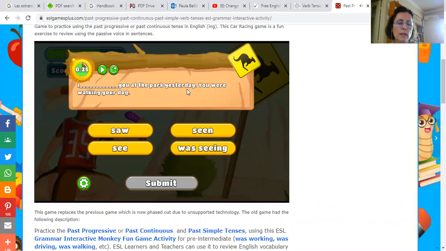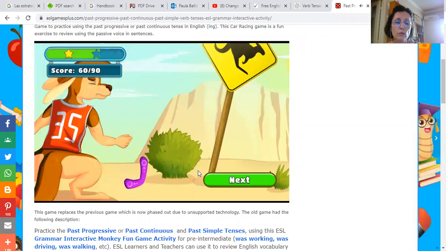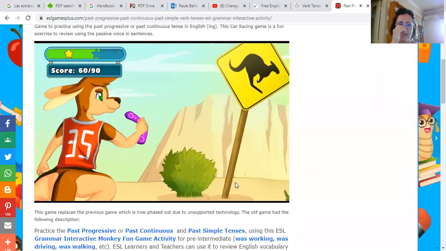So you went to the park yesterday, you were walking your dog. So this is the action in progress. You were walking your dog. What happened? I was. No. Something happened when you were walking. No, I saw. I saw. Yes, but it's I saw. Yeah, exactly. I saw you. I met. I saw. Yes, there was some in the PowerPoint. You have a similar example. Okay, next.